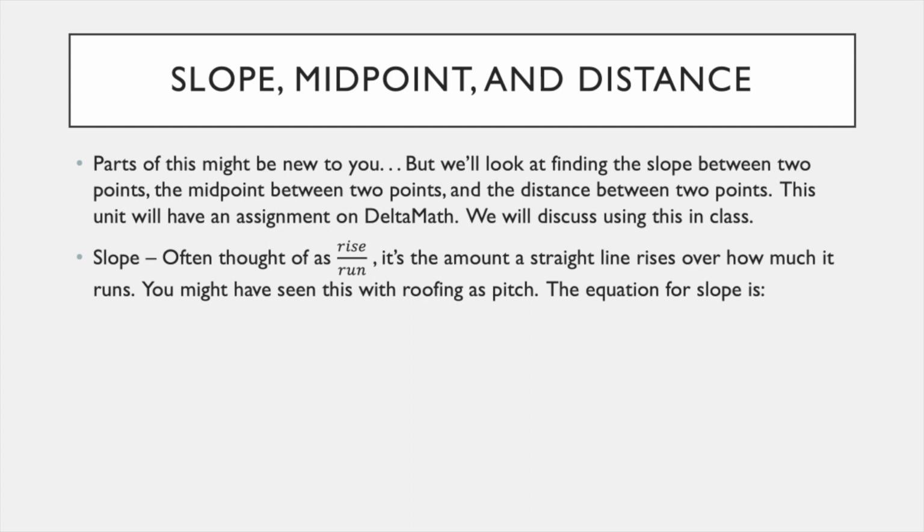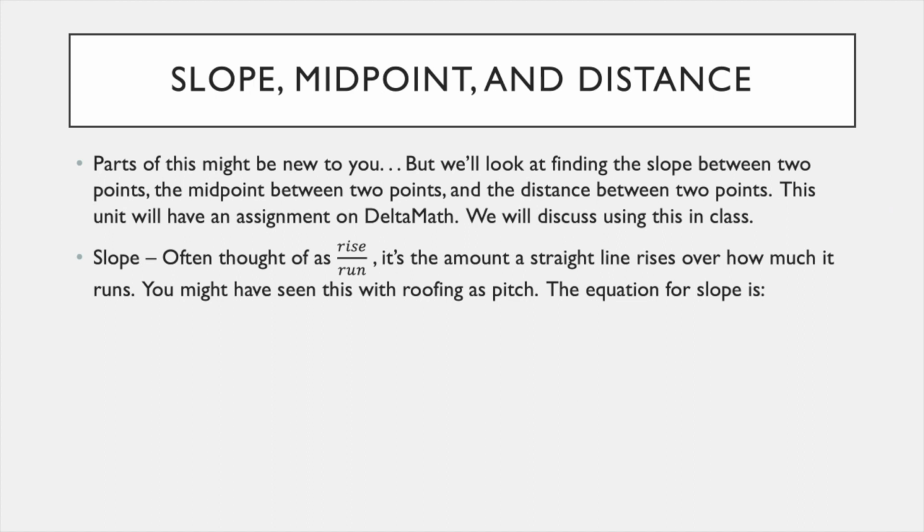So slope is the first one we're going to talk about, and it's the easiest one and the one that you absolutely have seen before. Slope is often thought of as rise over run. It's the amount a straight line rises over how much it runs. You might see this with roofing as pitch. So for example, when they're talking about the pitch of a roof, they're talking about how much it rises compared to how much it runs. So if it's like a 2-5, it would rise for 2 feet for every 5 feet of run.